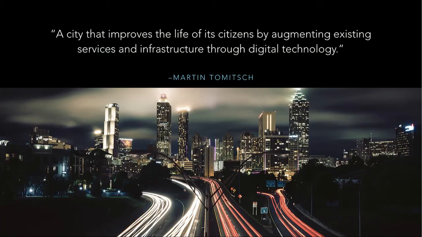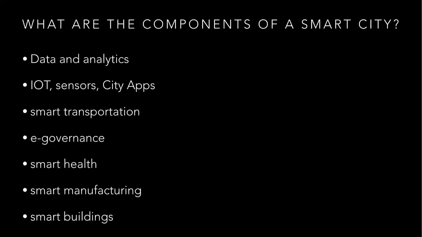And there are various components to a smart city. Generally they consist of one or more of the following: data and analytics, IoT, which is short for Internet of Things, sensors, which then collect that data, whether they be on lampposts, parking sensors, or air quality sensors, and city apps, which is what citizens of a city will generally use via a device such as a mobile phone. Other components would be smart transportation, e-governance, smart health, smart manufacturing, and smart buildings.